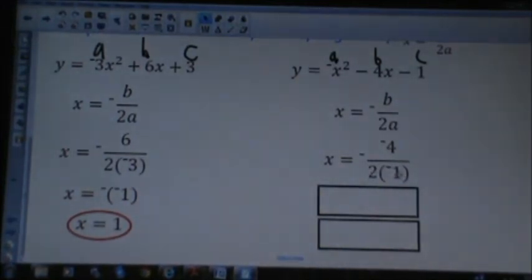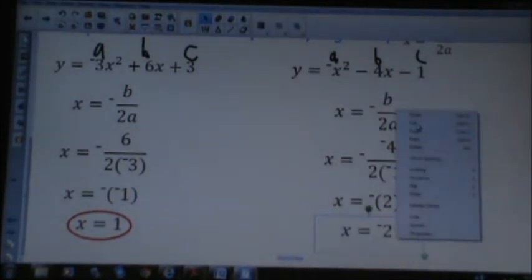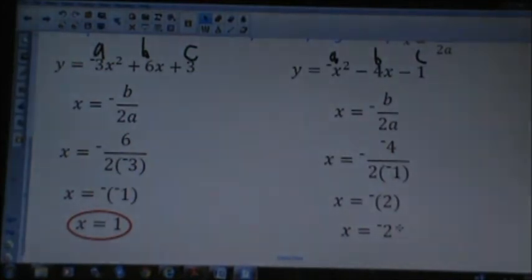2 times a negative 1 is a negative 2, so a negative 4 divided by a negative 2 gives me positive 2, but I want a negative of that. So x equals negative 2. That's my equation for my line of symmetry. So for this parabola, where x is negative 2, I would have that vertical line.